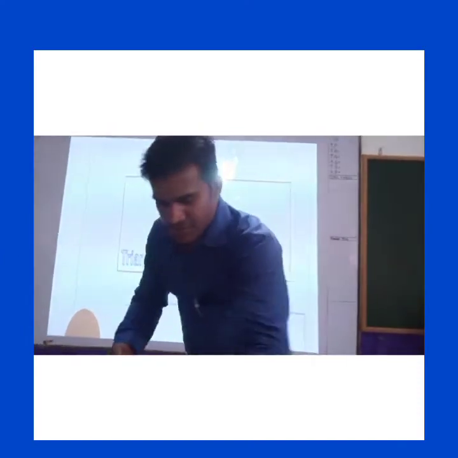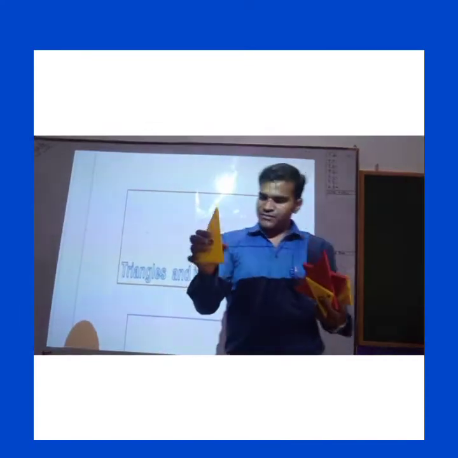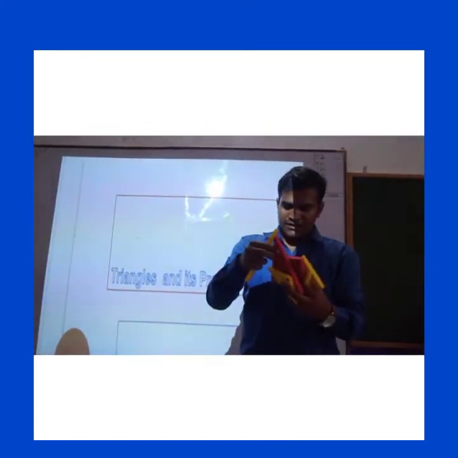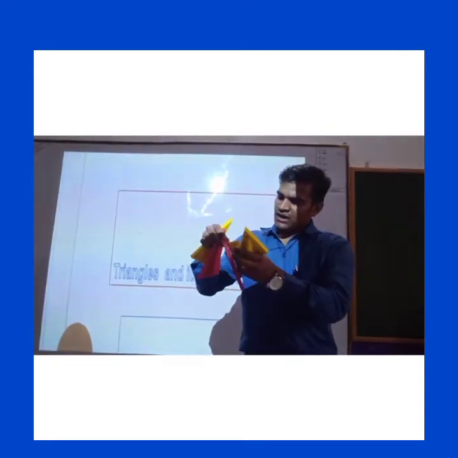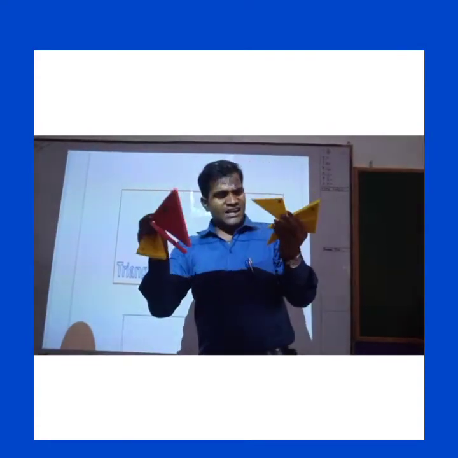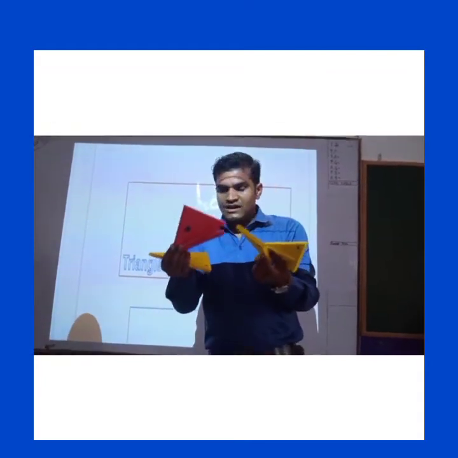Are you seeing this shape? These are the different types of shapes. Yes, and here also this is also a triangle and this is also a triangle. So these all shapes are triangles, but how can you define these all shapes are triangles?